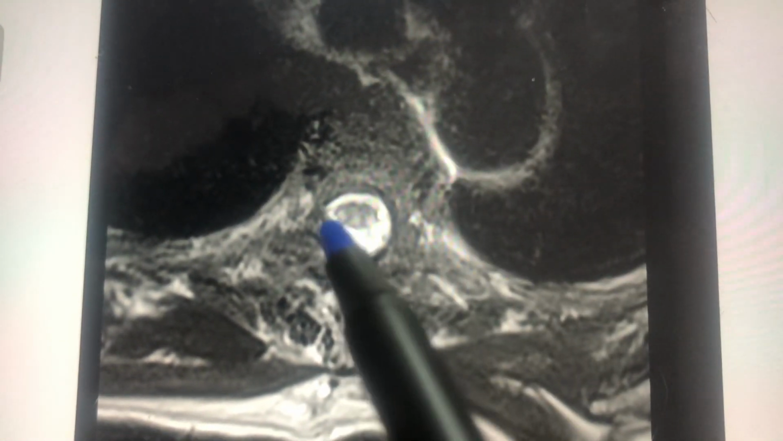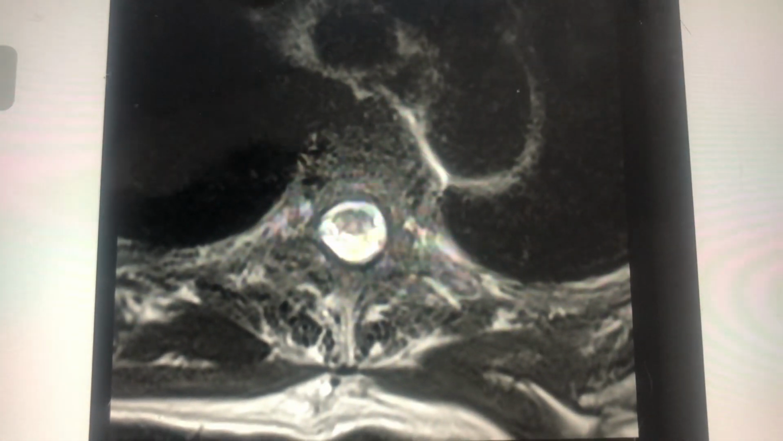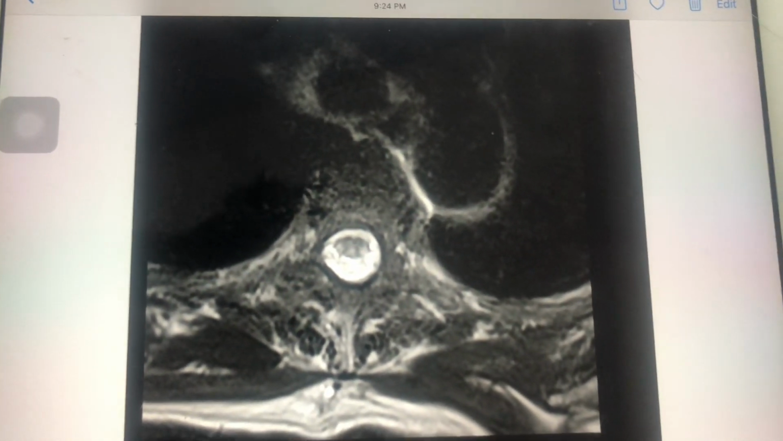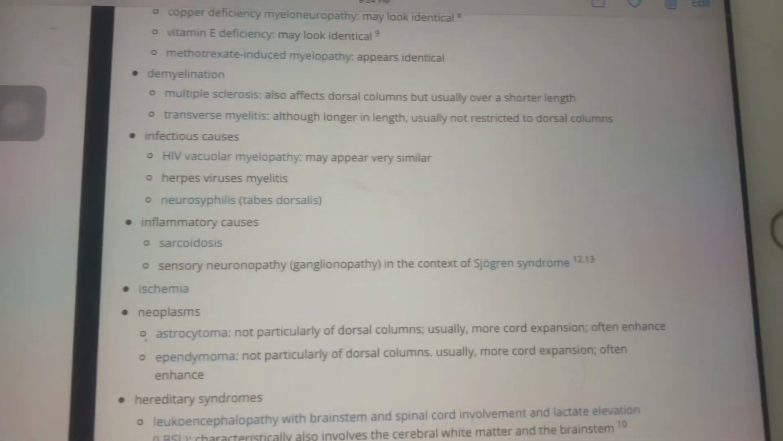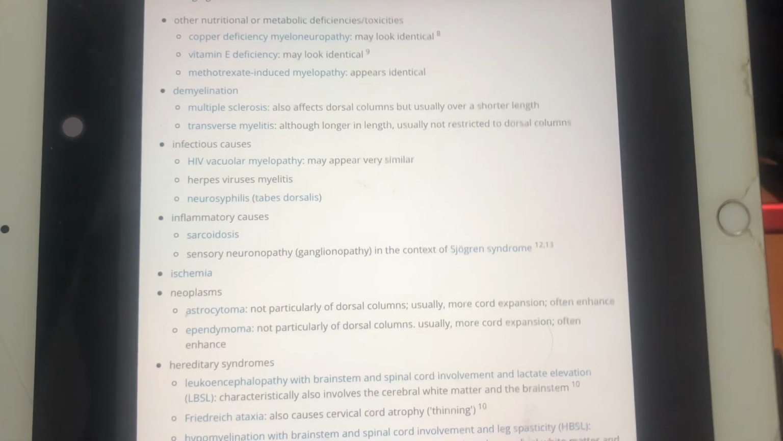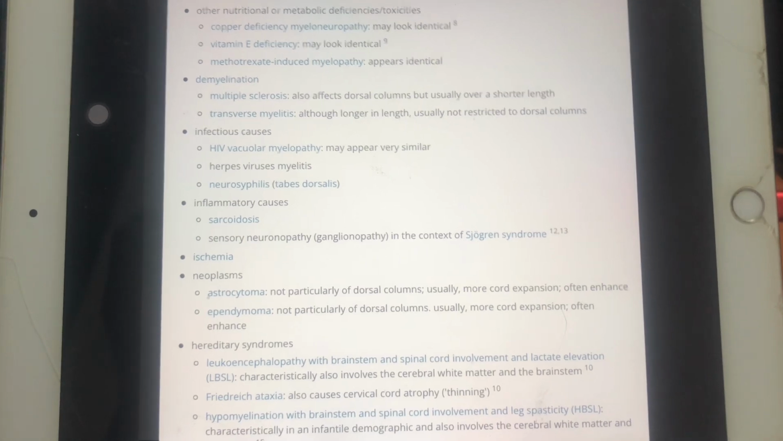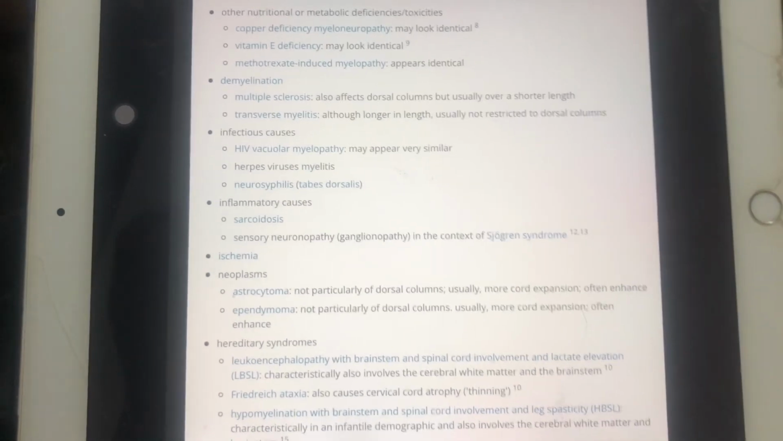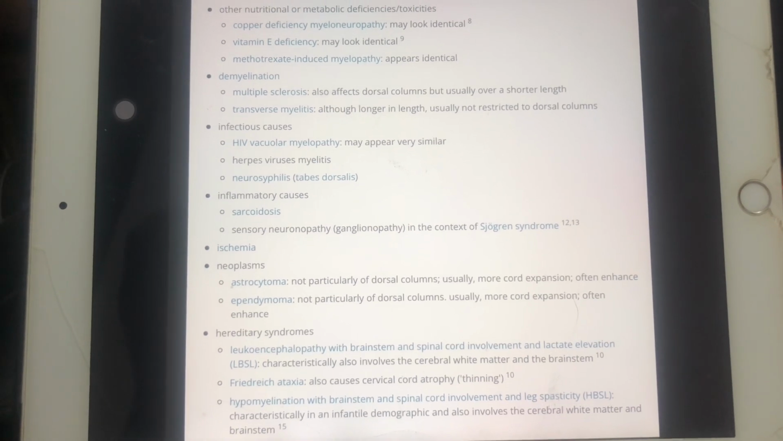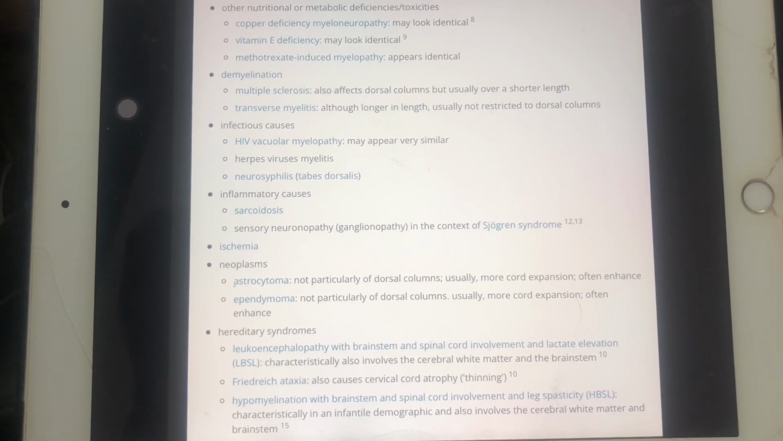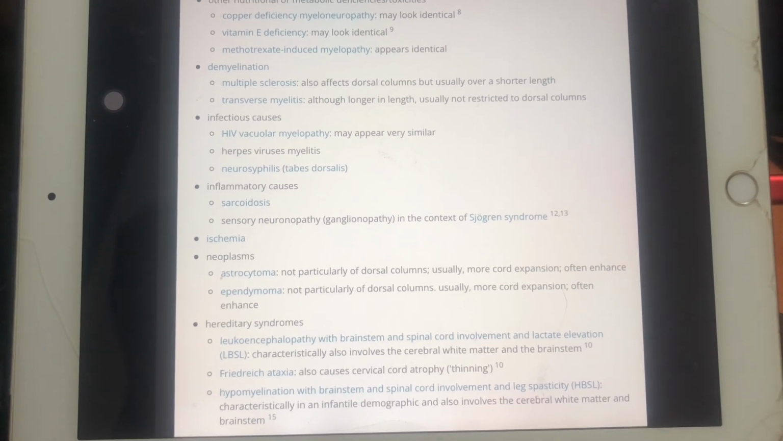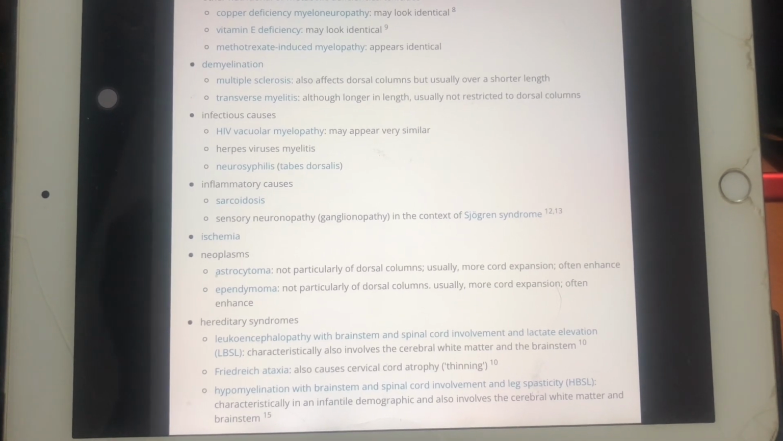Sometimes the lateral corticospinal tracts and the lateral spinothalamic tracts may also be involved, so you have these small lateral white matter lesions as well. Again, it is a long segment involvement in SACD. So this is a chart from Radiopaedia that gives a few differentials for SACD. Again, you can go through it and just look at how you can differentiate it from other nutritional diseases, from MS, from infectious causes, from sarcoid and Sjogren's disease and neoplasms.